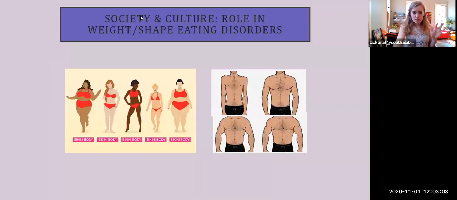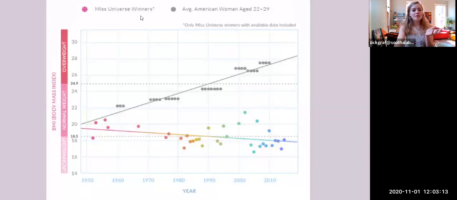Okay, so I'm going to talk a little bit more about not so much weight stigma, but the alternative, what society is telling us our bodies should look like. This figure shows opposite trajectories. Over time, across the end of the 20th century, the average American woman was getting bigger. The average BMI was increasing. And actually, since the 90s, the average BMI for women has been in the overweight range for young women, ages 22 to 29. At the same time, the actual BMI of winners of the Miss Universe pageant has gone down. So our idealized female beauty archetypes are getting thinner as real women are getting bigger over time.